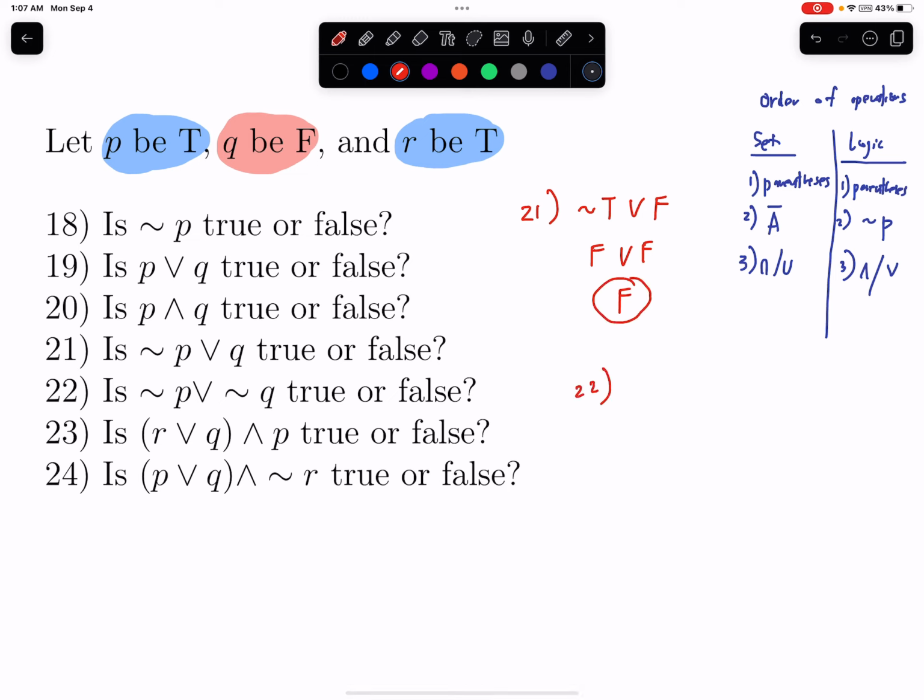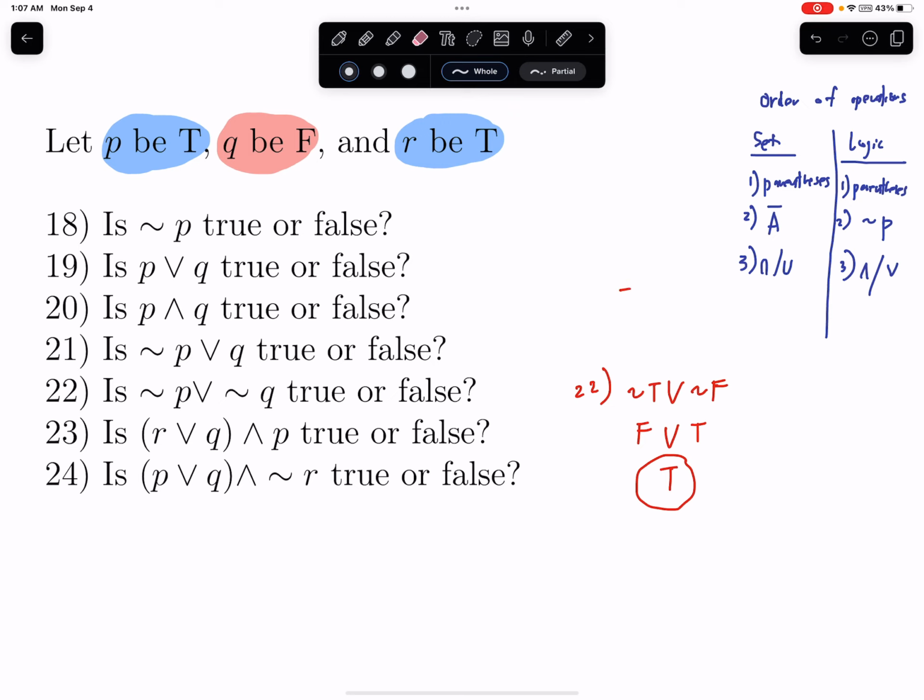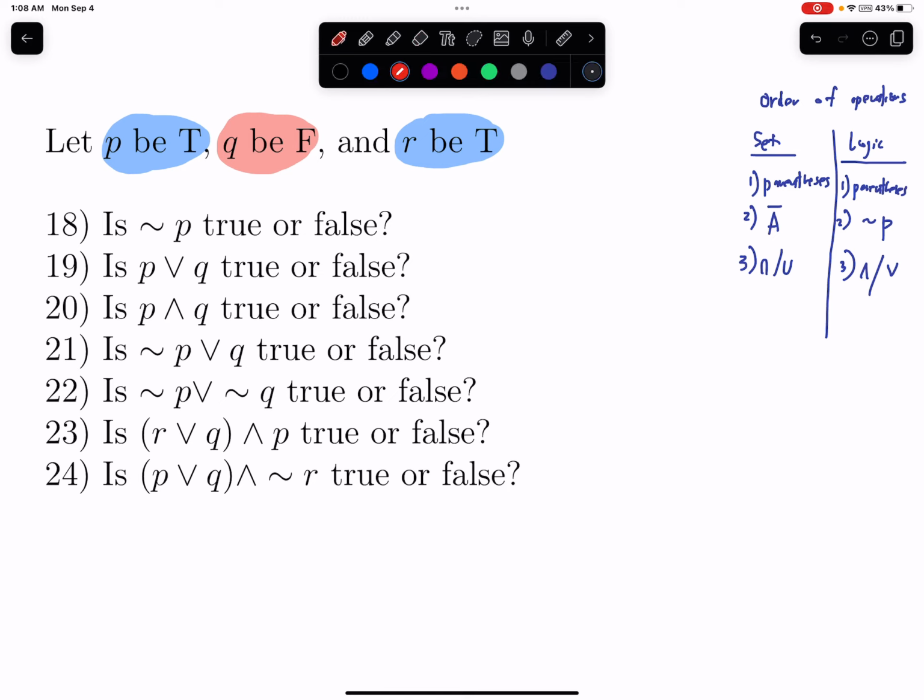Okay, 22. Negation P would be negation of true, or negation of Q is negation of false. First, the negations happen. So the negation of true becomes false, or the negation of false becomes true. So I've got false or true. Remember, or is true as long as one or the other is true, and I have a true on the right, so the end result is true. Make sure you're trying them out before you watch the answer, yeah? Because that's where you're getting your practice in.